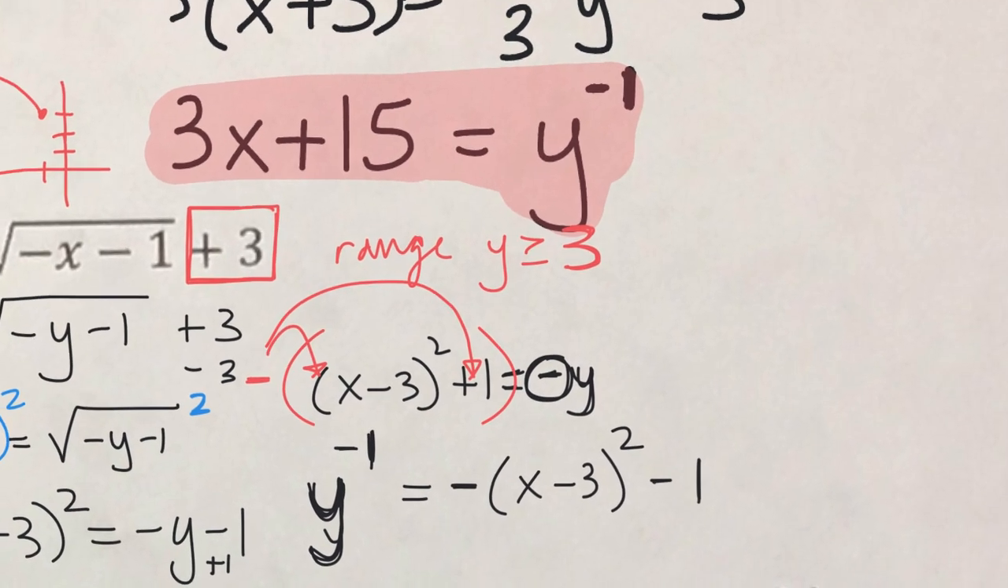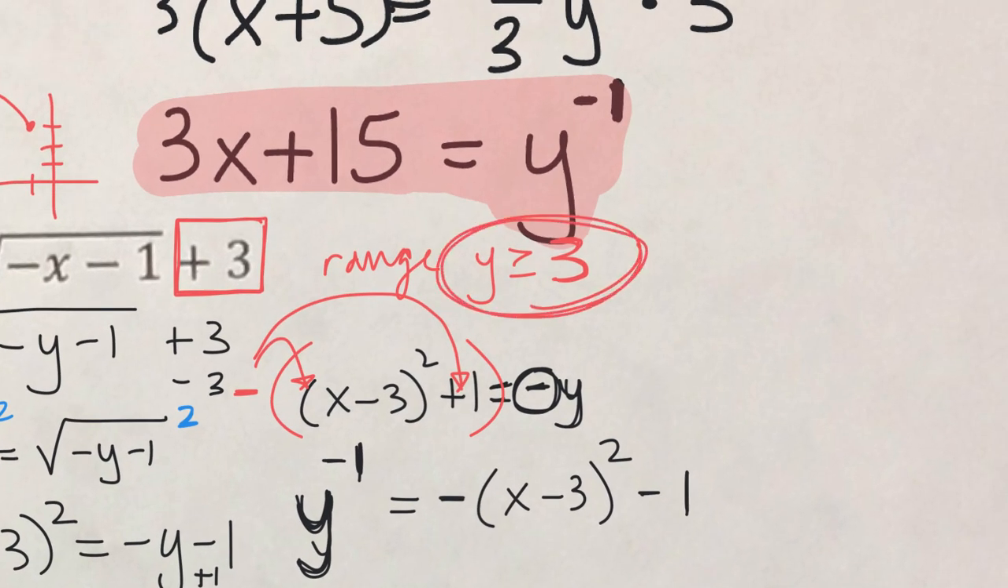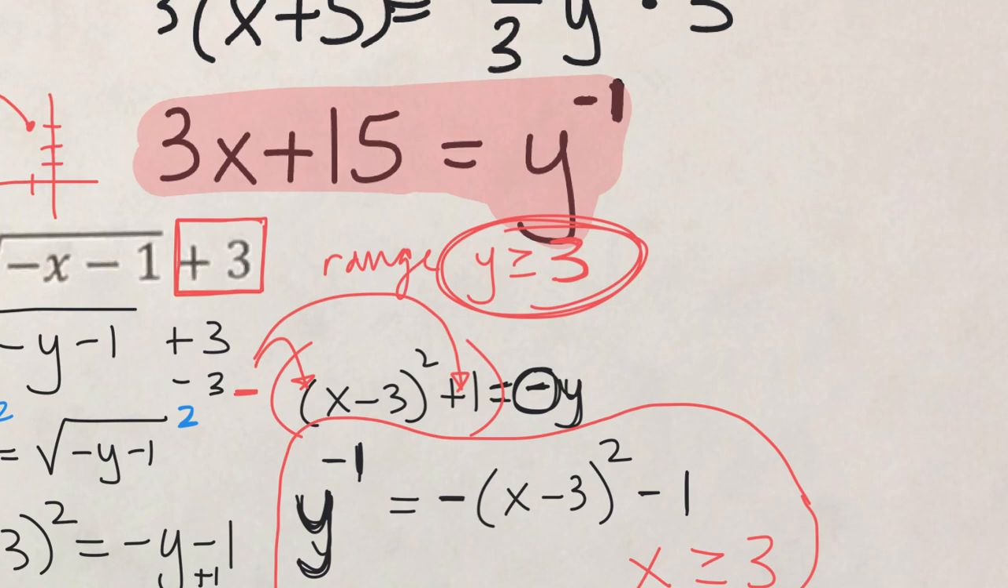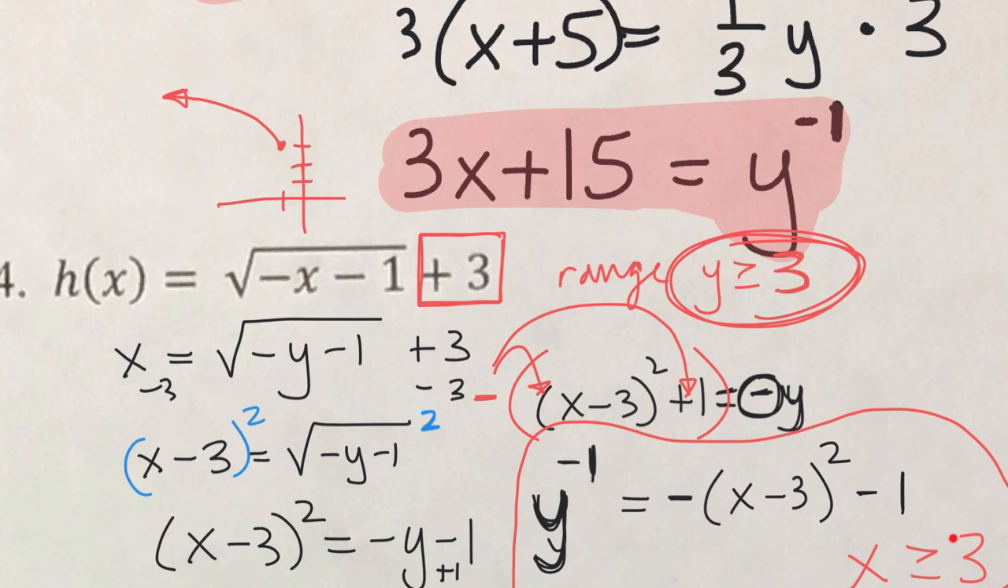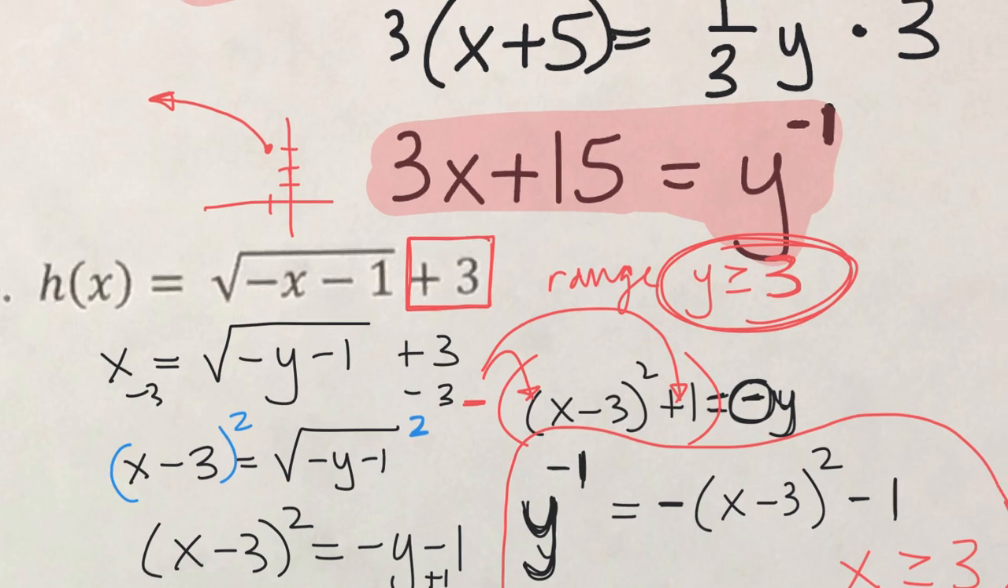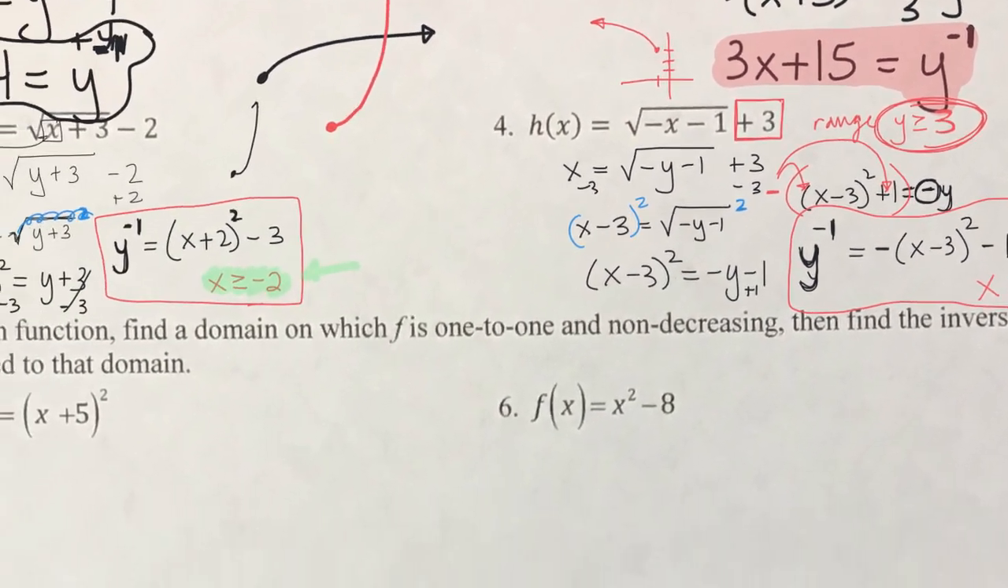Now I have to put in my domain restriction, which came from the other thing's range. So as long as x is bigger than or equal to 3, we're going to be good. Okay, so this is the complete answer. Whenever we start off with a square root function, you're going to have a quadratic with a domain restriction as your answer. So our next two questions are asking us a similar type thing.